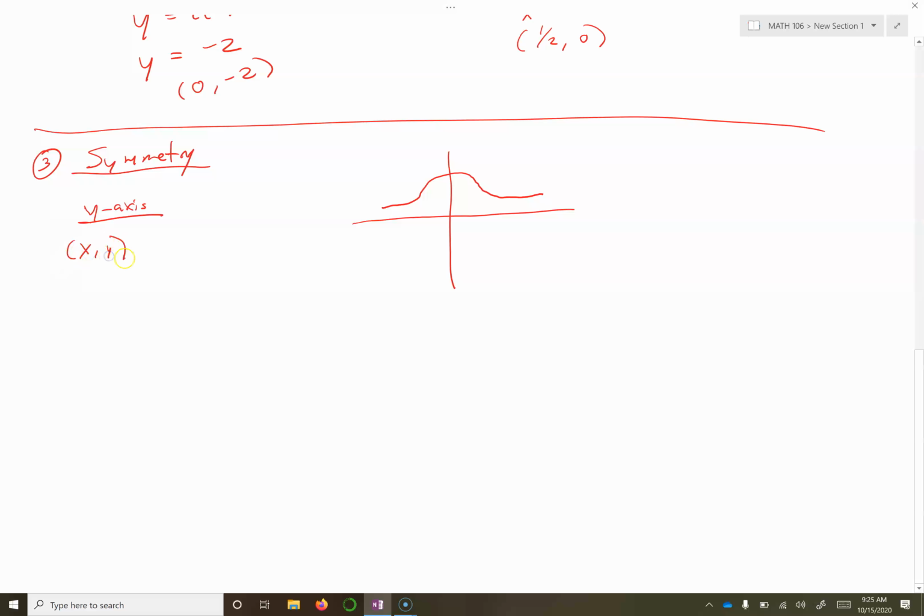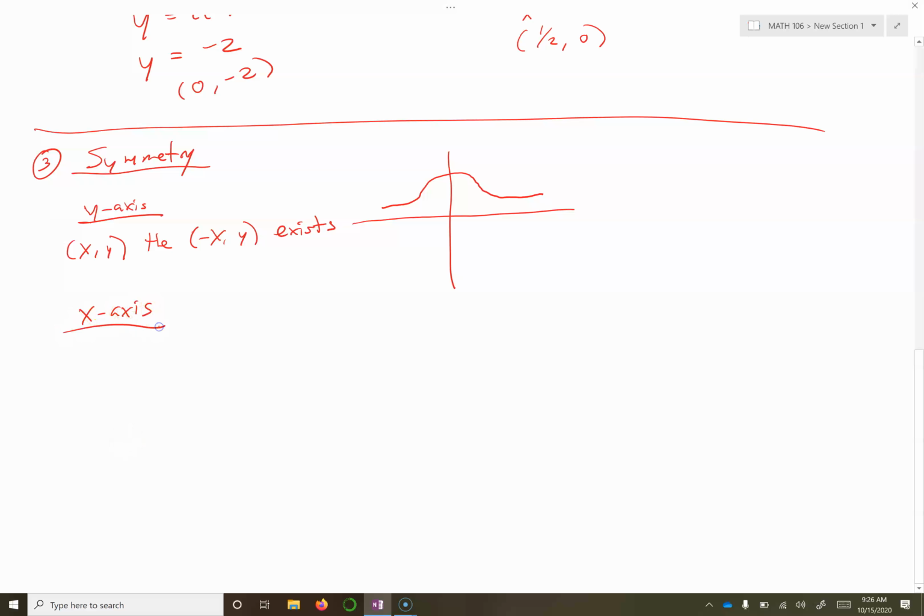So what that means, numerically with our coordinates, is that if you have a coordinate x, y, then negative x, y exists. Right? So that means, let's just say if x was 2, whatever the y coordinate is at 2 and whatever the y coordinate is at negative 2, they're going to be the same. So that's y-axis symmetry.